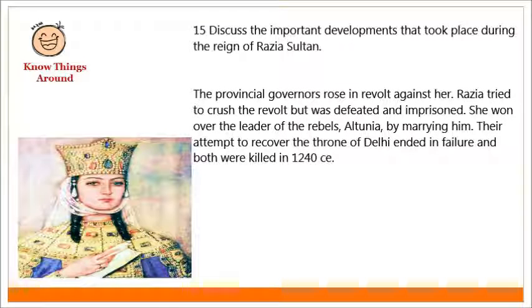Discuss the important developments that took place during the reign of Rajia Sultana. The provincial governors rose in revolt against her. Rajia tried to crush the revolt but was defeated and imprisoned. She won over the leader of the rebels, Altunia, by marrying him. Their attempt to recover the throne of Delhi ended in failure, and both were killed in 1240 AD.